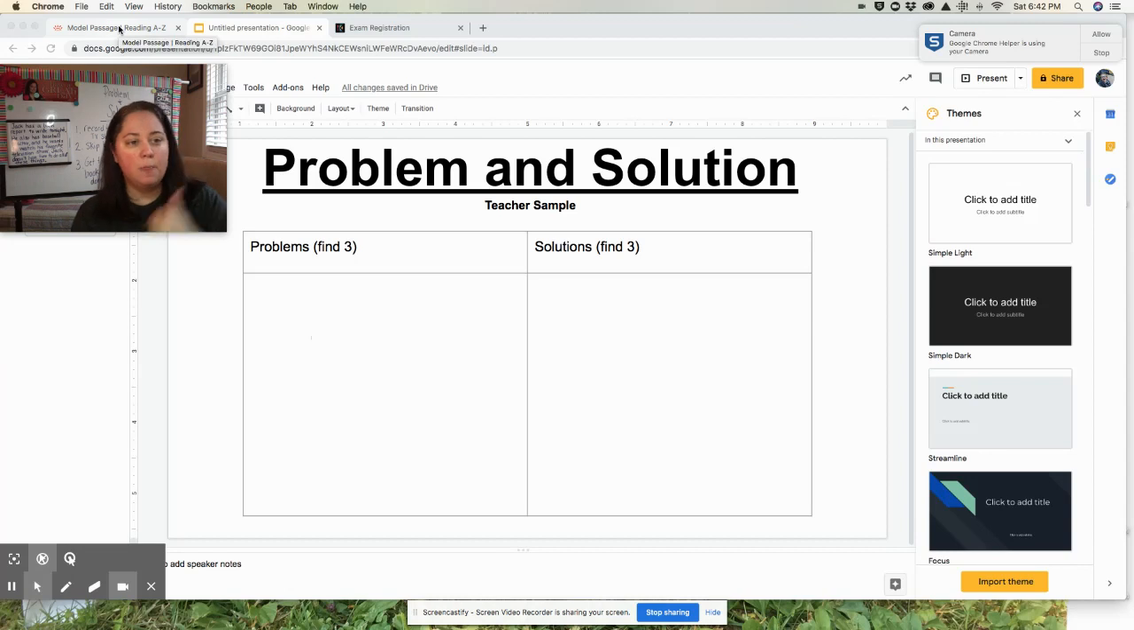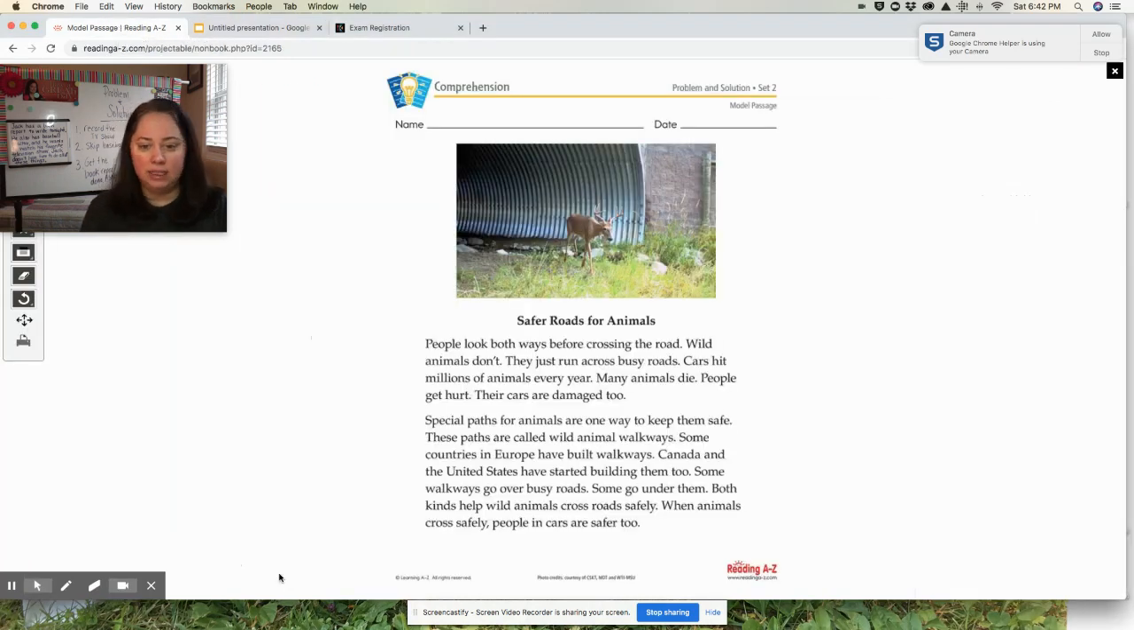So let's go back to this model text, and I am going to pick this. All right. So if we look here, here's the title, Safer Roads for Animals. I'm going to read aloud the first paragraph to you. And even though I know you're not here, I want you to think as you're reading, what is the problem? Or what are the three problems?